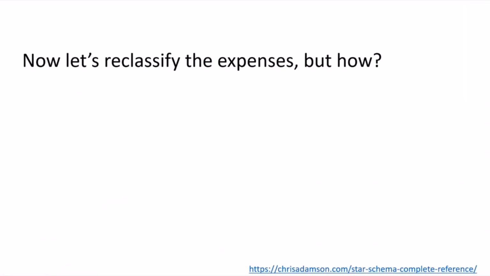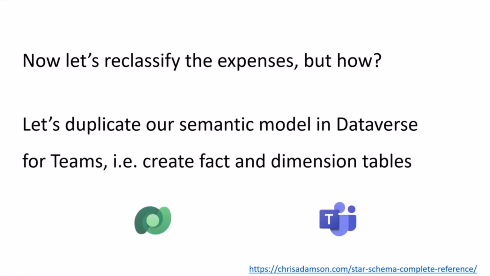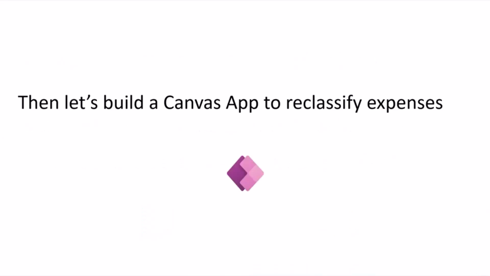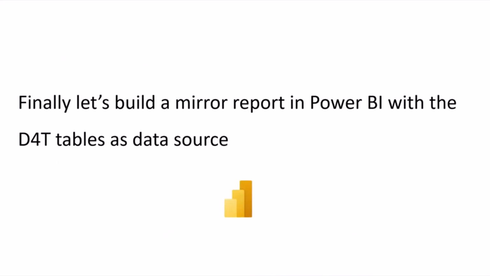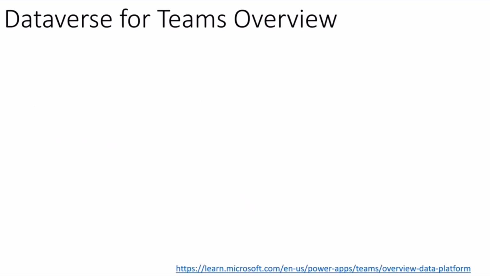Now we need to reclassify the expenses, but then how to do it? And what we are going to do is duplicate our semantic model in Dataverse for Teams. And for semantic model, I mean the expenses as a fact table and the dimensions as attributes that we talk about: suppliers, products, types, etc. Then we are going to build a Canvas app to reclassify the expenses. And finally, build a mirror report with the Dataverse for Teams tables as a data source.